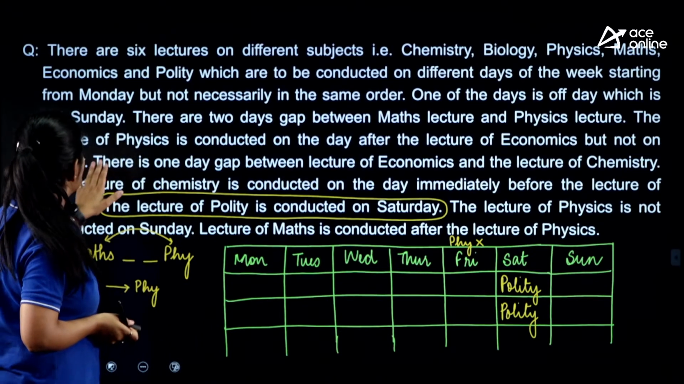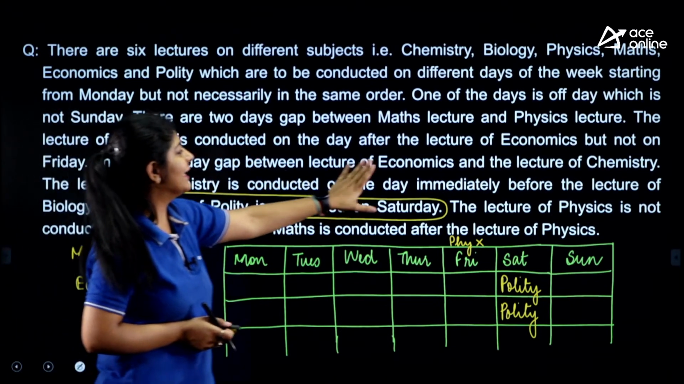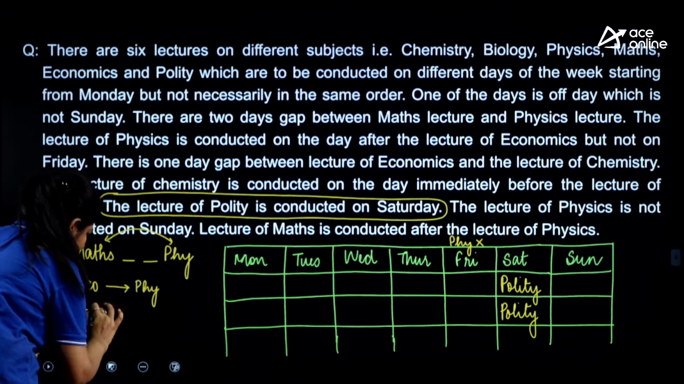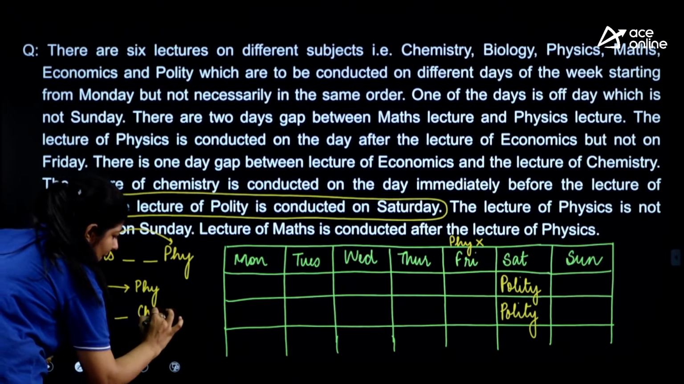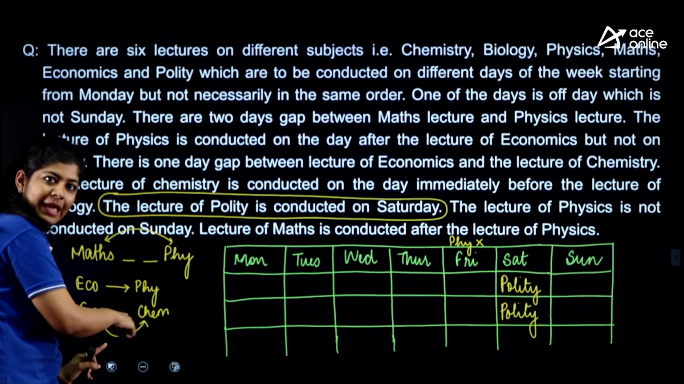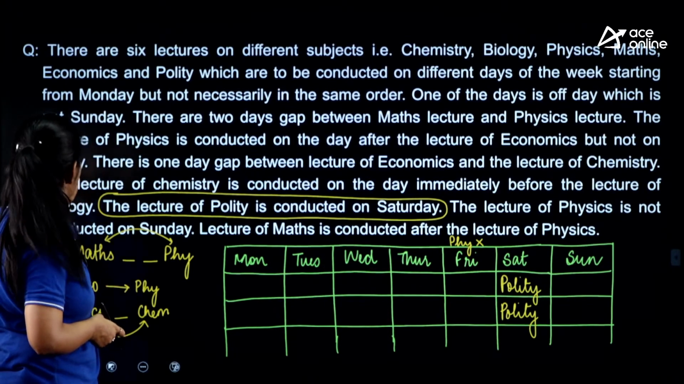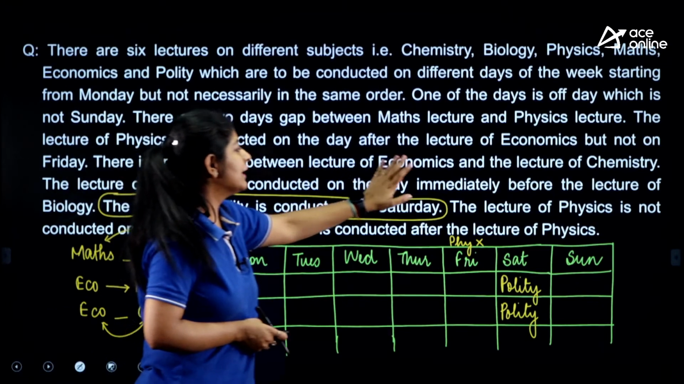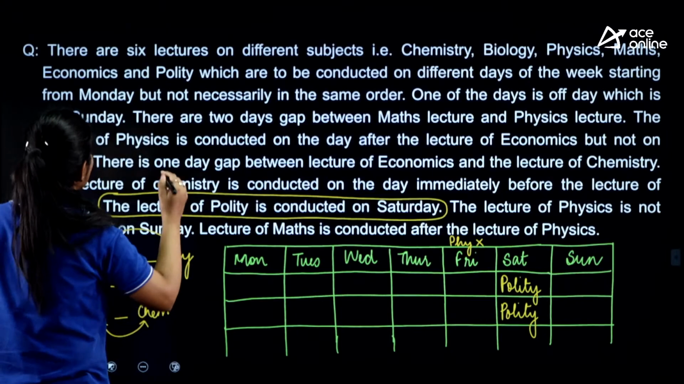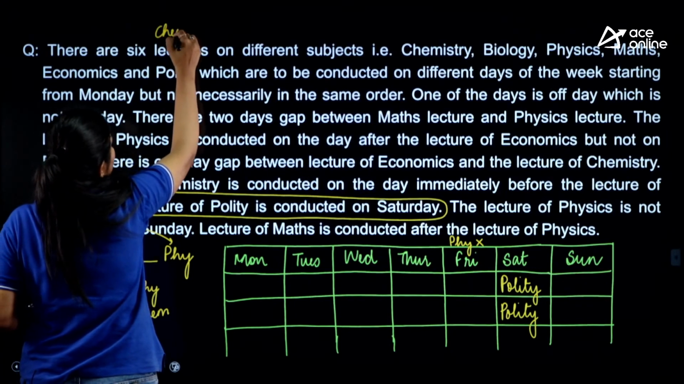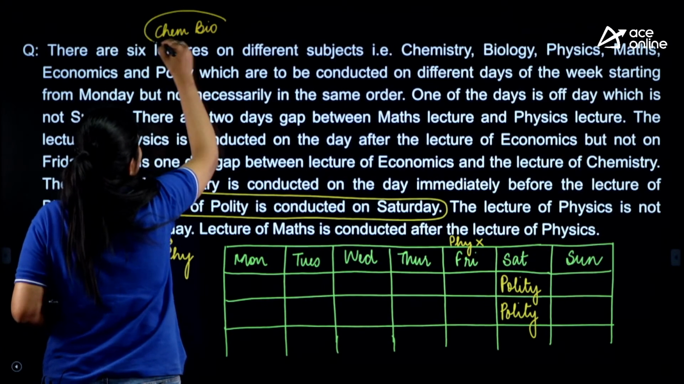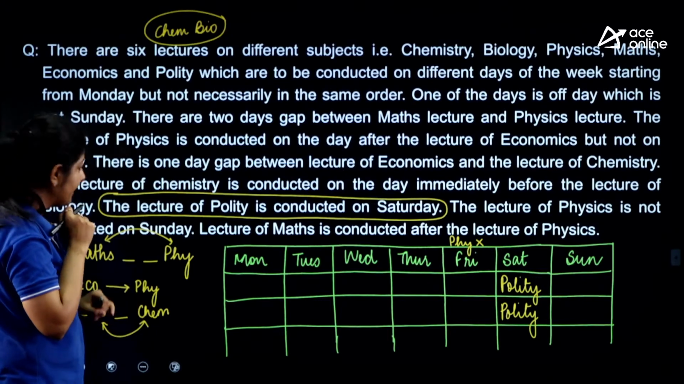Next. There is 1 day gap between the lecture of economics and the lecture of chemistry. Okay, so there is a gap of 1 day between economics and chemistry, but again we are not sure about the arrangement, so we will make an arrow like this. Next, the lecture of chemistry is conducted on the day immediately before the lecture of biology. Okay, so we can write it like this. The lecture of chemistry is conducted just immediately before the lecture of biology. That means these two will come together, right?